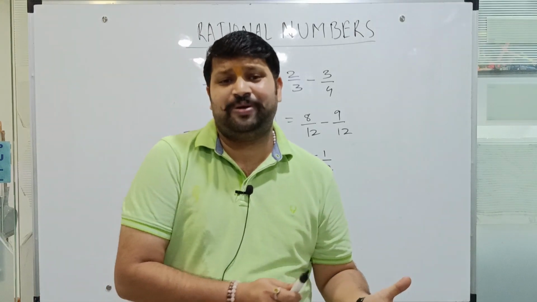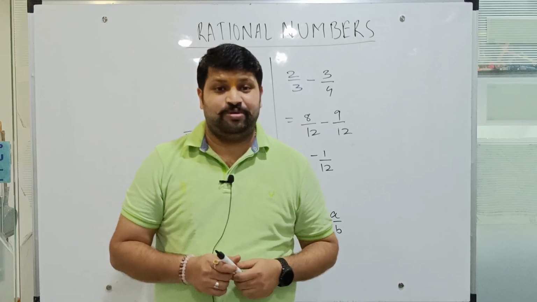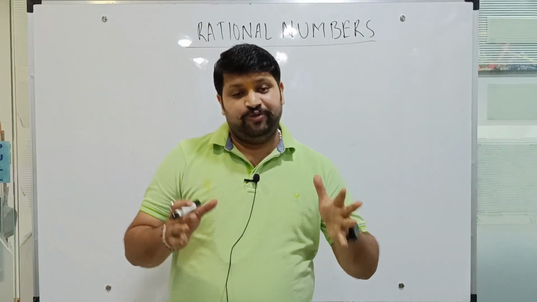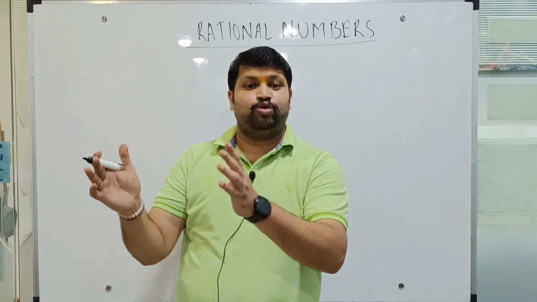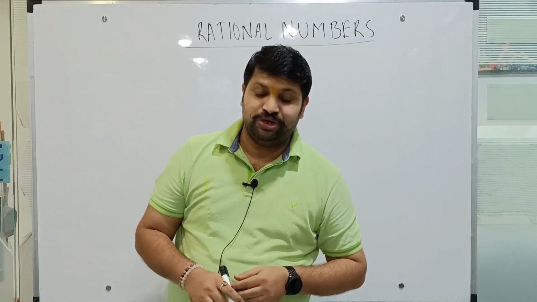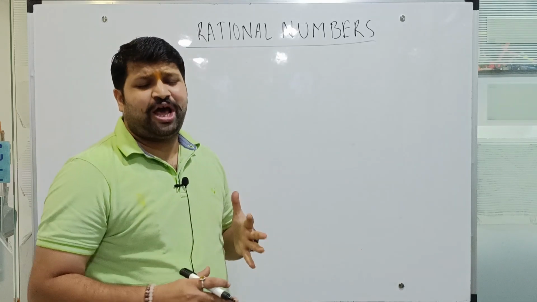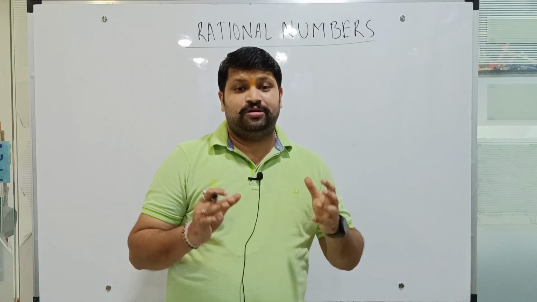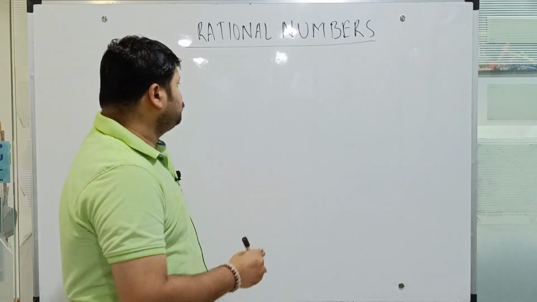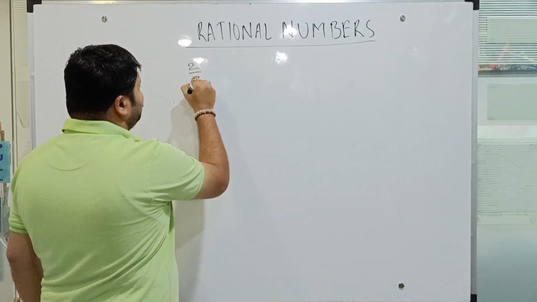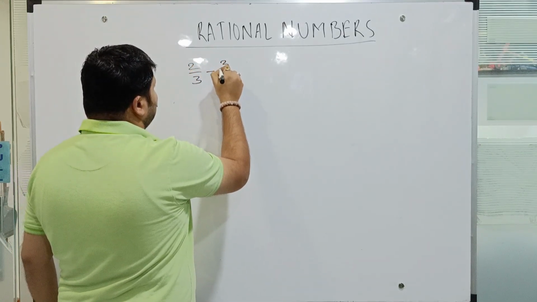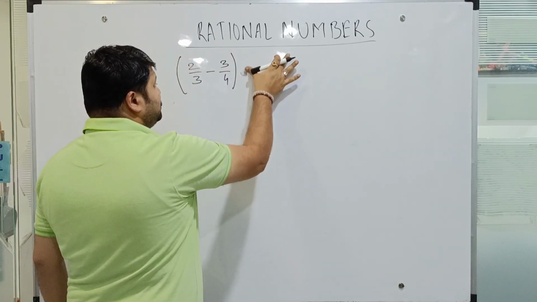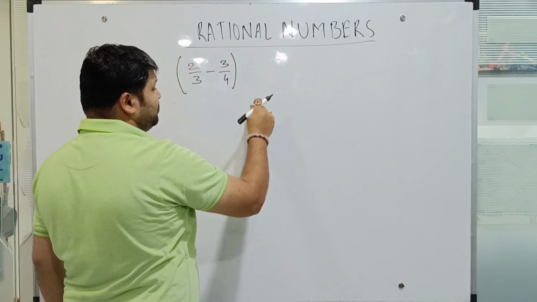Let us go ahead with the next property, that is the associative property. As we have done with the associative property for addition, we are going to do the same thing here. That is, we are going to group them separately and then do the subtraction. So let us see what happens when we check associativity of the subtraction of rational numbers. If I have 2 upon 3 minus 3 upon 4, I'll take the same example to see the differences that we get, or whether it remains the same.